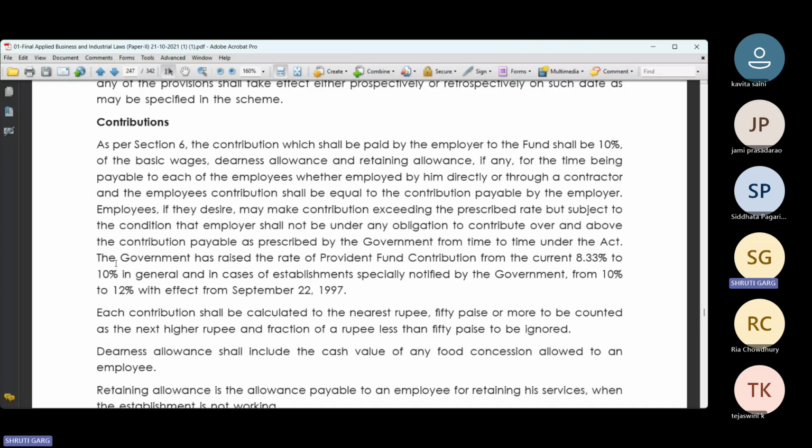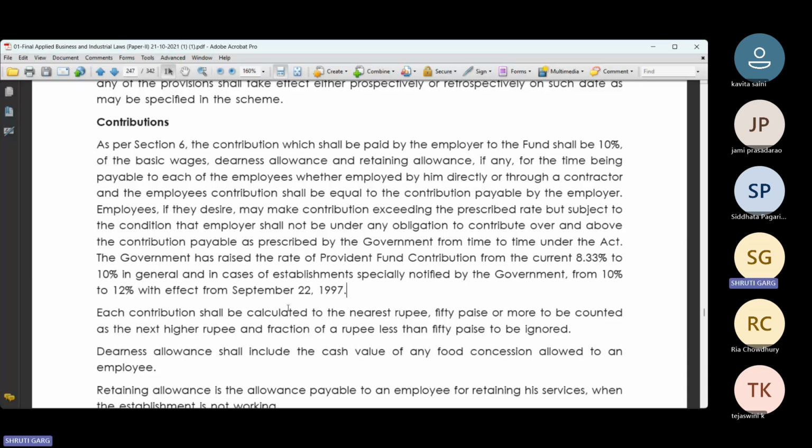Now the central government has raised the rate of provident fund contribution from the current 8.33% to 10% in general, and in cases of establishments especially notified by the government from 10% to 12% with effect from 22 September 1997. Clear? First it was 8.33, then raised to 10% in general, and in the case of establishments especially notified by the central government from 10% to 12%.